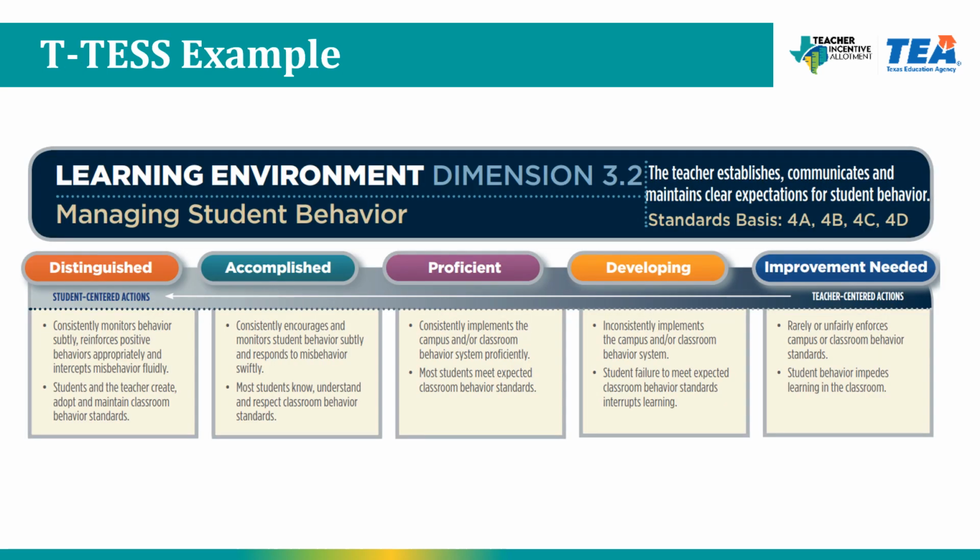Now let's look at this example. T-TESS is the Commissioner Recommended Teacher Appraisal System. This rubric can be found on the T-TESS website. This slide shows the rubric for T-TESS Dimension 3.2. There are 5 levels of teacher effectiveness, and it is clear proficient is the proficiency marker for this rubric. The rubric progressively describes teacher behaviors in this dimension.